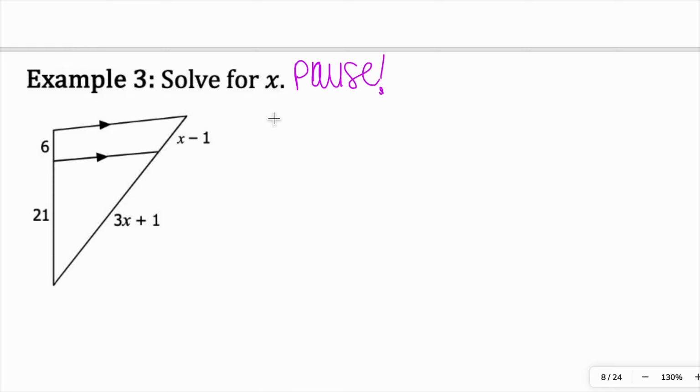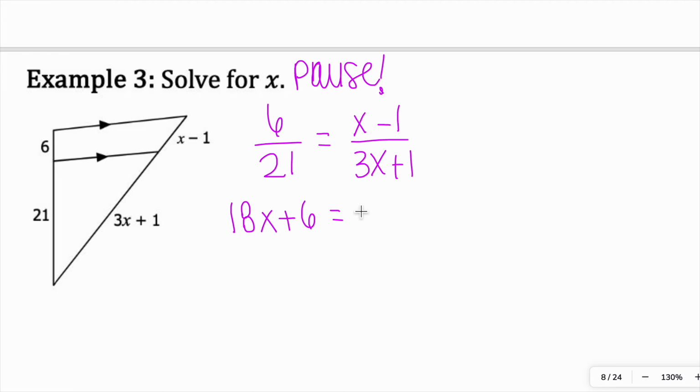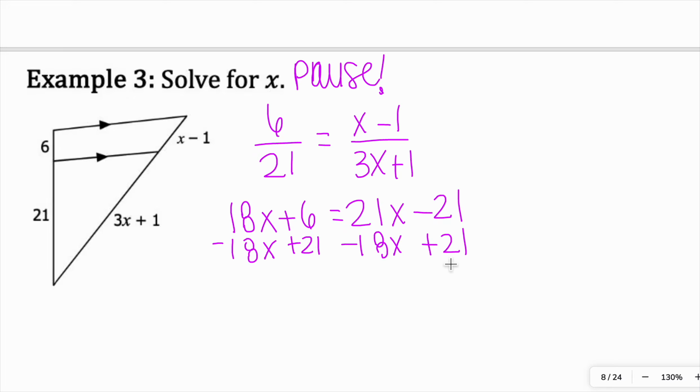All right, how I set this one up is I just took 6 to 21 and set that equal in proportionality to x minus 1 over 3x plus 1. Cross multiplying, I'm going to get 18x plus 6 is equal to 21x minus 21. And then we're going to move everything so it can be on the same side. So I'm going to add 21 to both sides and subtract 18x from both sides. I'm going to get 3x is equal to 27. So x is equal to 9.